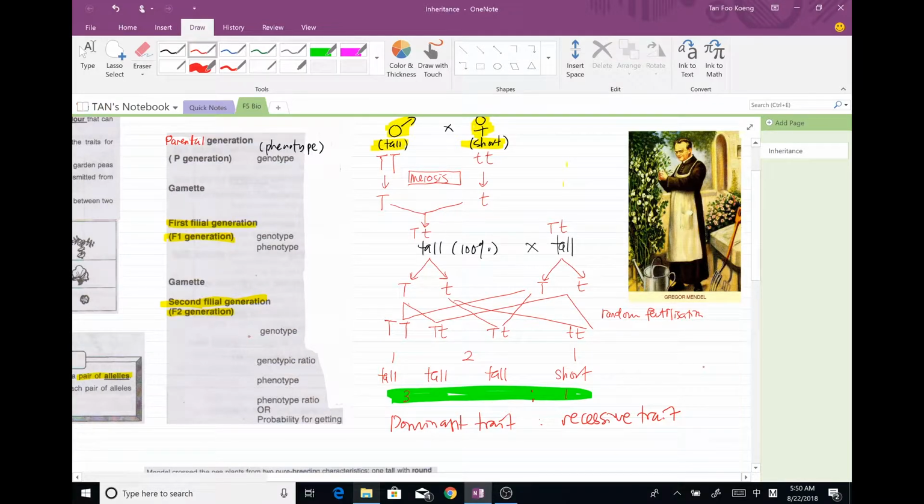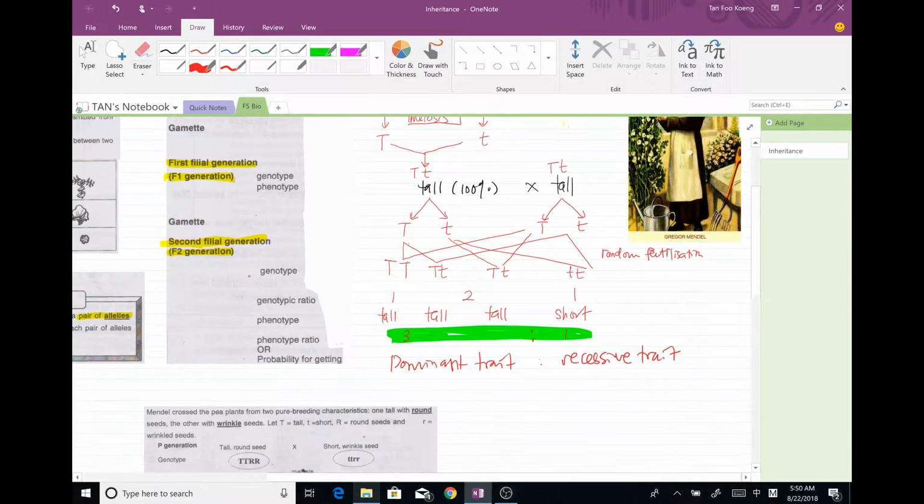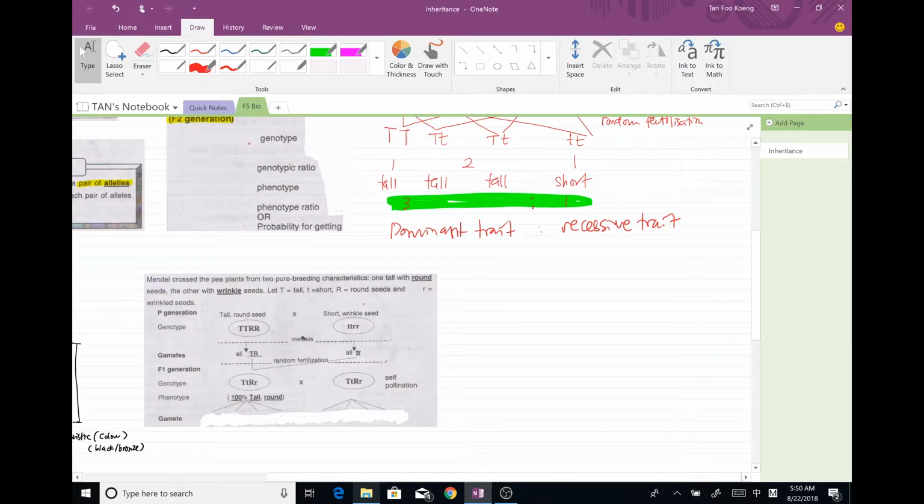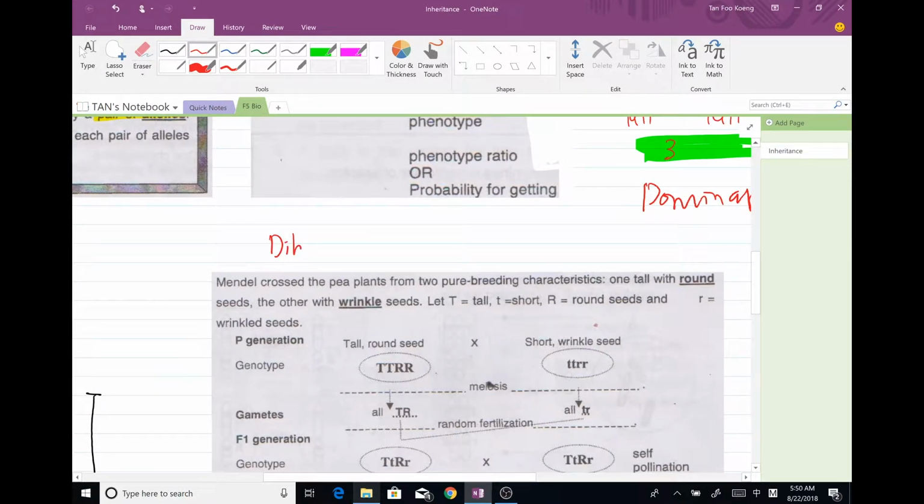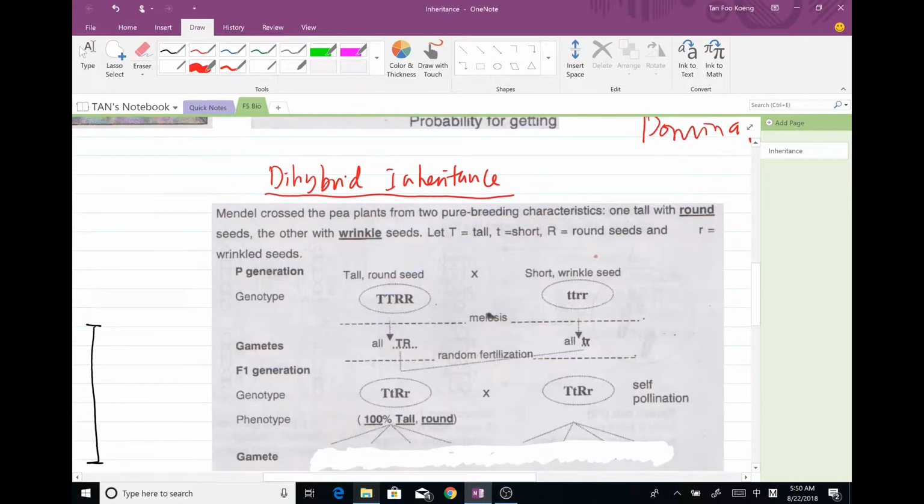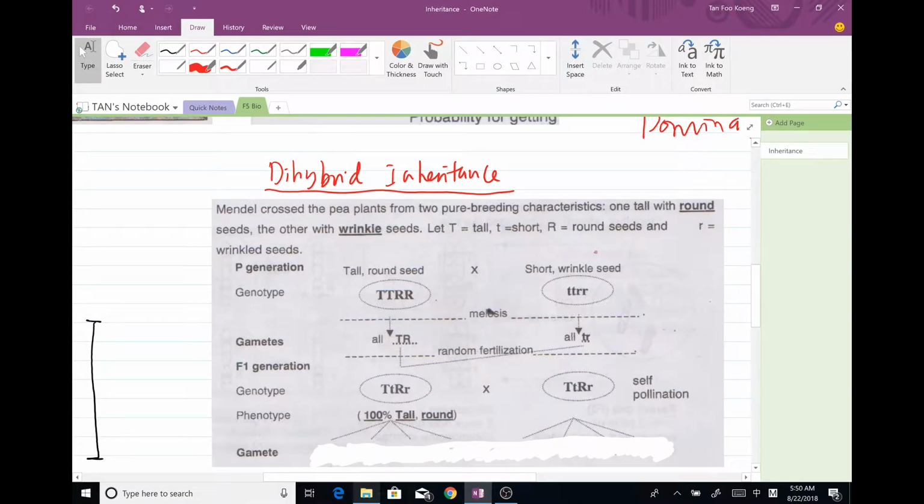He continues to explore the inheritance involving two types of characteristics, and this is what we call dihybrid inheritance. In dihybrid inheritance, Mendel actually tried to cross pea plants from two pure breeding characteristics. One is a plant with tall and round seed. The other one is a pure breeding recessive plant. As you can see here, it's short and it has ringed seed.